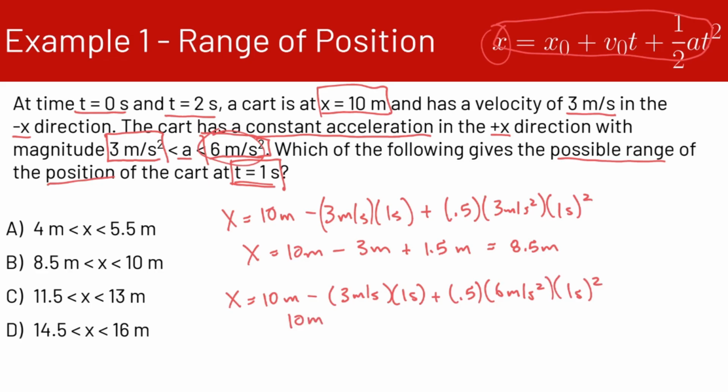So we have 10 meters minus 3 meters plus, so 0.5 times 6 is 3 times 1 squared is, so 3 meters, and that's equal to 10 meters. So our range is 8.5 and 10, which is B. All right, so that's how you would solve this type of problem, or this problem specifically.